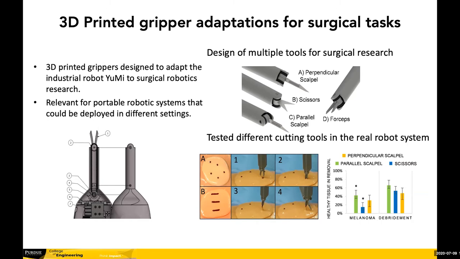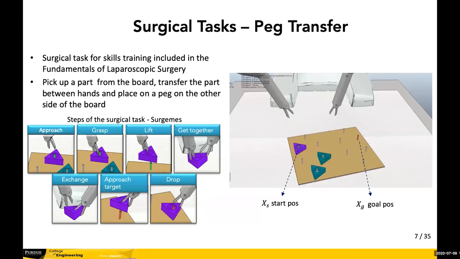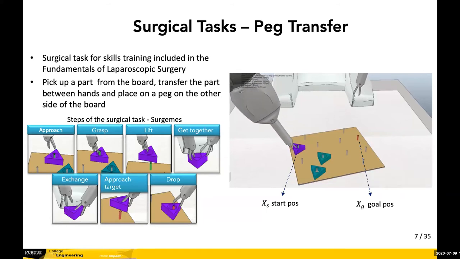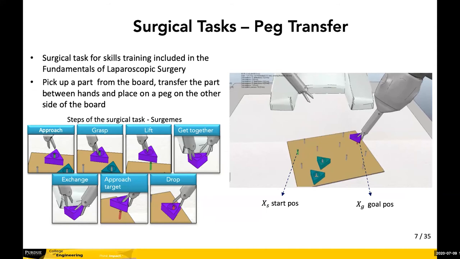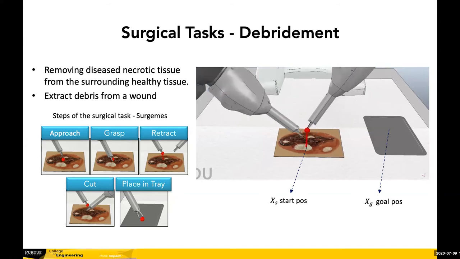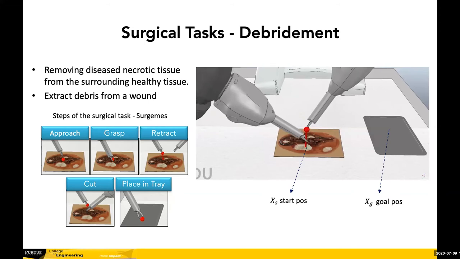All right, so peg and pull transfer, we did talk about that, fundamentals of laparoscopy. You see here an example using our virtual environment, the VREP. In this case, we have actually 7 surgeons, as you can see. For every peg and pull transfer, we have a start position and end position. For the debridement task, we have 5 surgeons, and the idea here is to remove diseased necrotic tissue from a healthy area, okay? And that involves moving this tissue to a different target location.